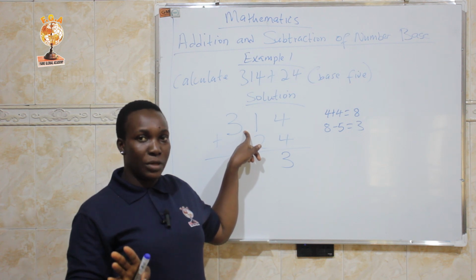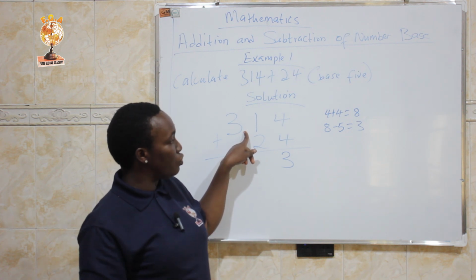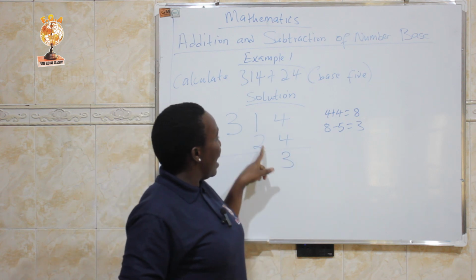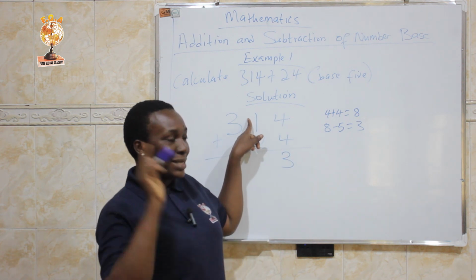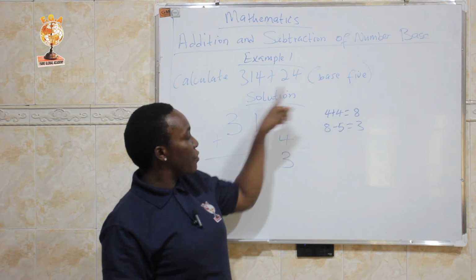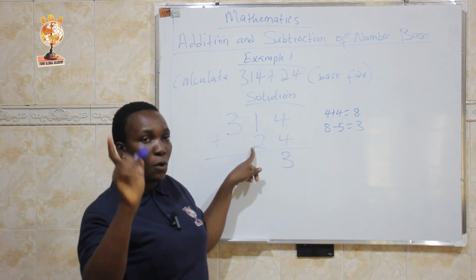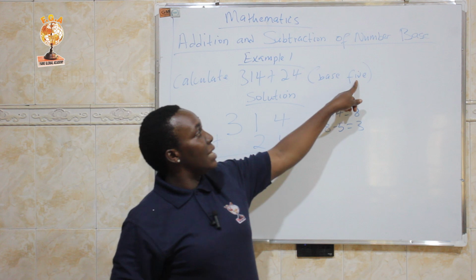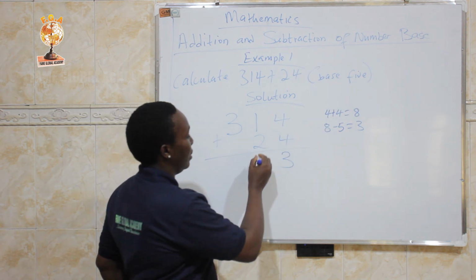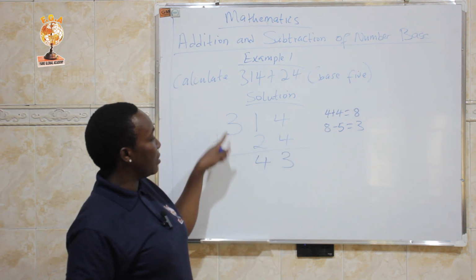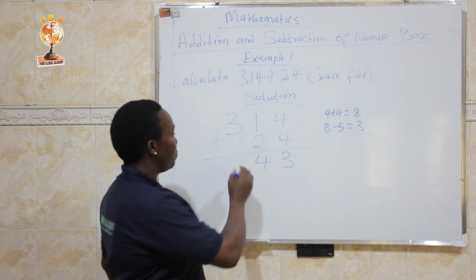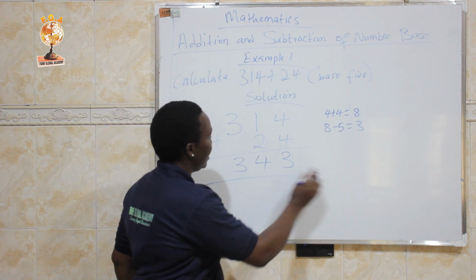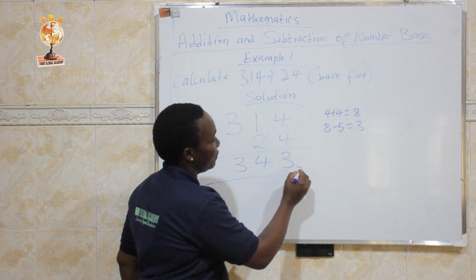I believe I'm understood, but I will still go through it again. We now have 2 plus 1 is 3, plus the one you carried from this side, making it 4. Good. 4 is less than 5, so you can write 4 here. And lastly, this is 3. There is no number here, so you bring down the 3. So our answer is 343 base 5.